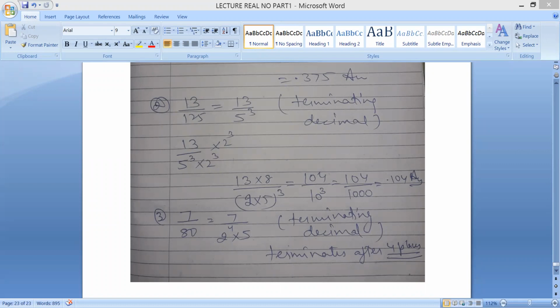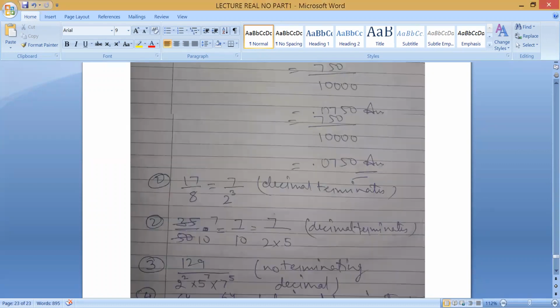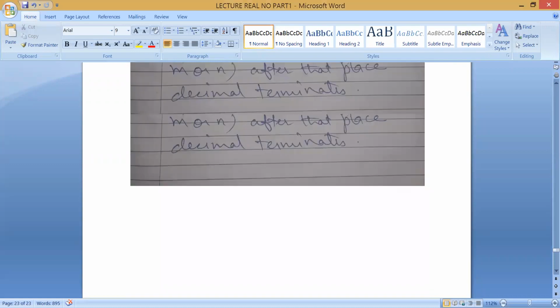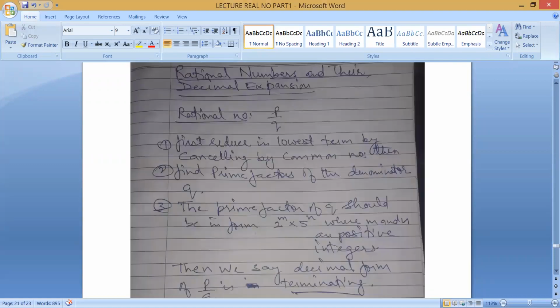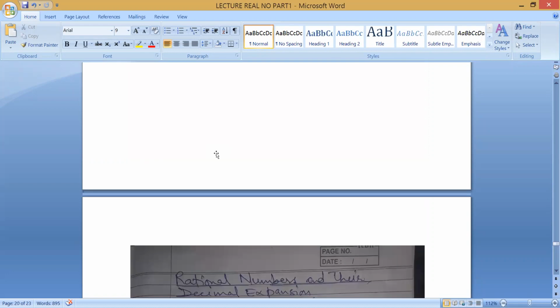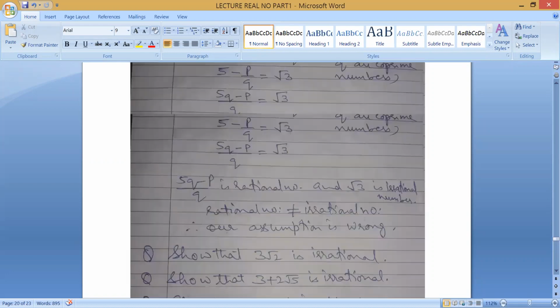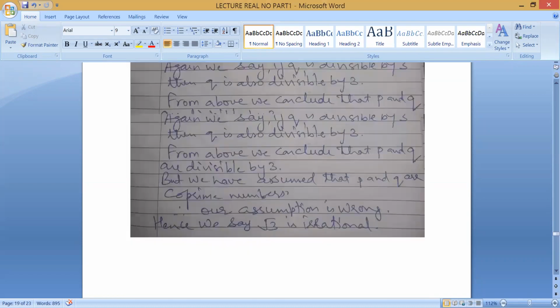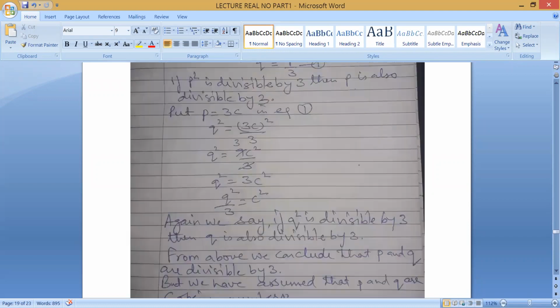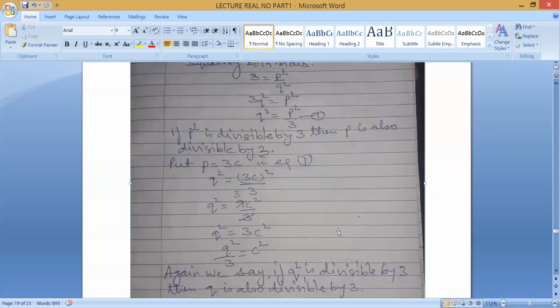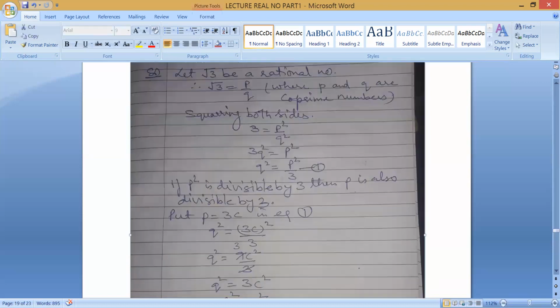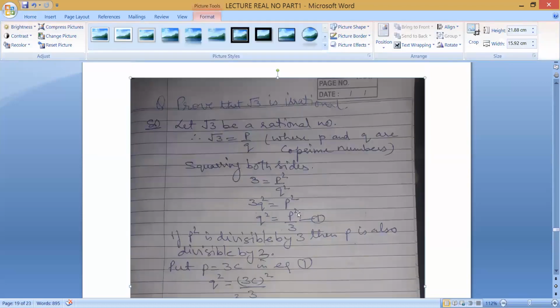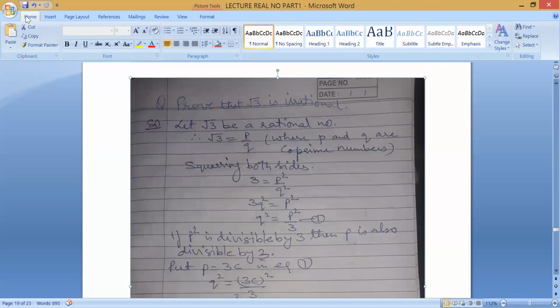So, in the last lecture, part 4, I explained that root 2 is irrational. Now, one more question I will be explaining. Of the two questions I gave you for homework, I have explained one, that is, prove that root 3 is irrational. This question you have to do.